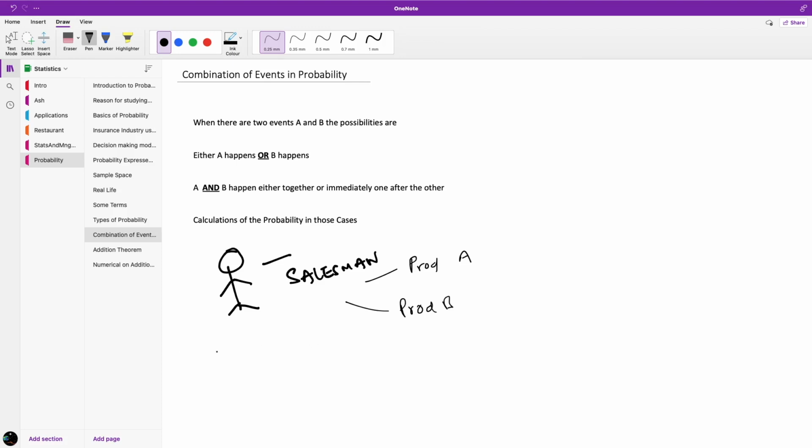So his manager has given him a target. He has to meet a certain revenue target. The manager says, you either sell A or B, it doesn't matter, but together in combination, you should sell 10,000 rupees worth per month. This is the target. So now the manager is interested in what is the chance that the salesman sells either A or B worth 10,000 rupees. So here is one situation.